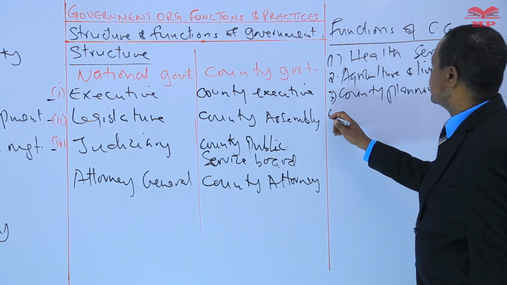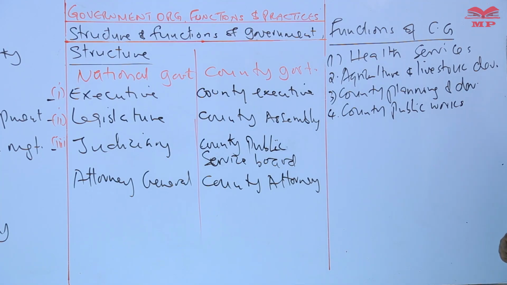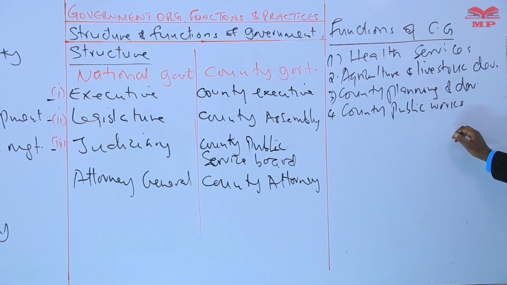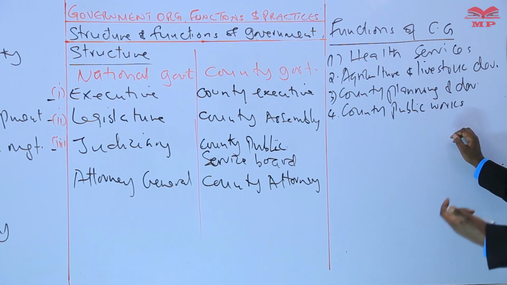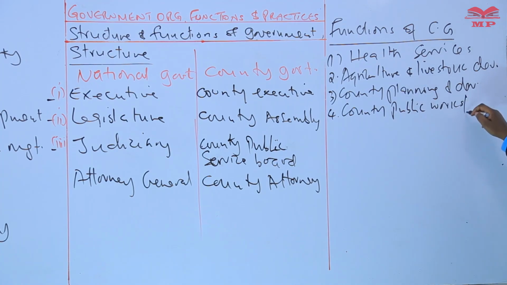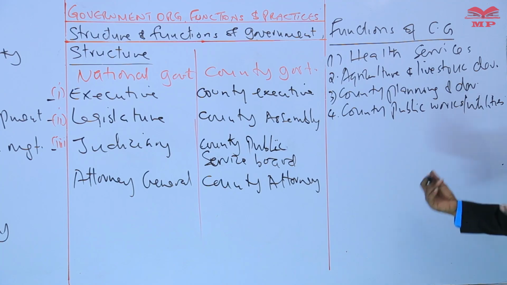County public works, number 4. County public works and utilities. That is a function of the county governments. The county governments are responsible for the provision and also maintenance of public works and utilities, including the roads, provision of water, and also sewage, the drainage systems, and so on. These are county public works and utilities. We are outlining the functions of the county government.